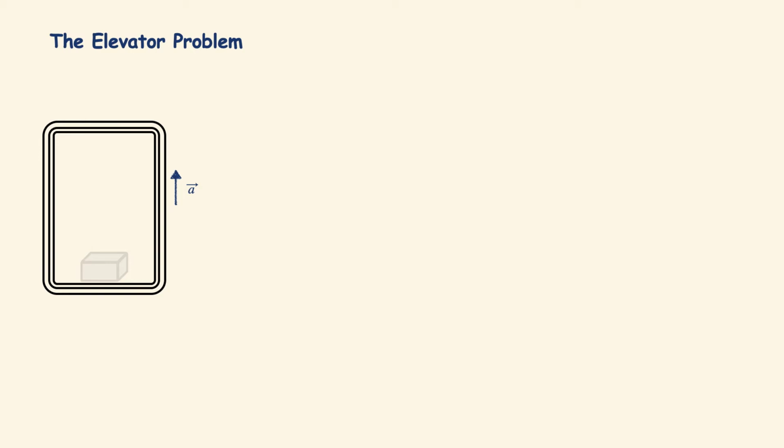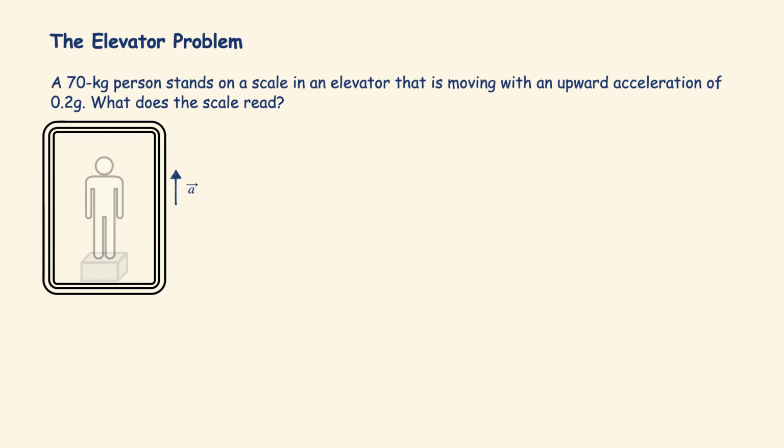Imagine you place a scale on the ground here inside the elevator and you step inside. How much will that scale read for your mass? So let me put the details here. We'll have a 70-kilogram person standing on a scale in an elevator that is moving with an upward acceleration of 0.2 g. What does the scale read?